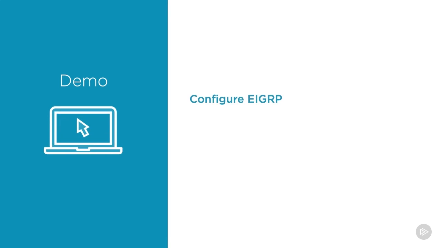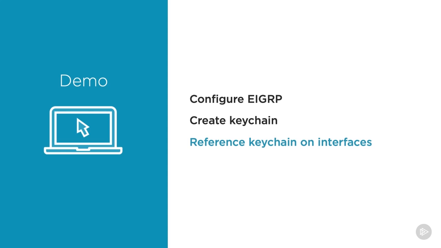So for this demo, I will first configure EIGRP and add the local networks. Then, I will create a keychain and create a key inside of it. I will go into the interface that will connect to the other routers and reference the keychain and then actually turn on the authentication. So let's jump in and take a look at how to configure this.